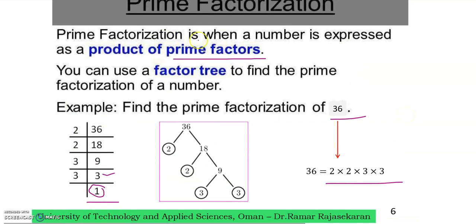Prime factorization is when a number is expressed as a product of prime factors. Now you see here, this is the given number. I can write the given number as a product of prime factors. This is a prime number, this is also a prime number, this is also a prime number, this is also a prime number. So this is called the prime factorization of the number 36.